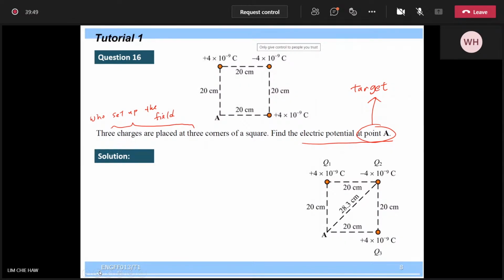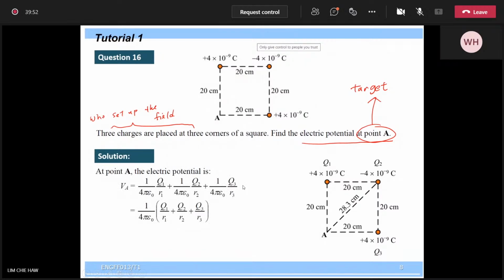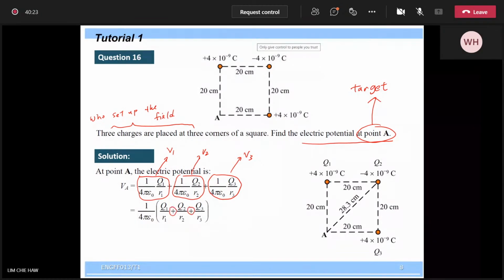So it's just like what I mentioned just now. You have 3 charges that set up the field, so therefore you have 3 potentials here. If you look at this part carefully, this is your V1, this is your V2, and this is your V3. Since they are scalar quantities, we just add them up directly.